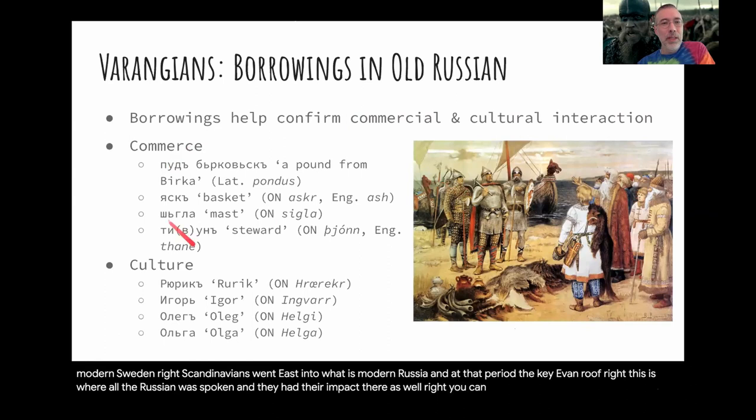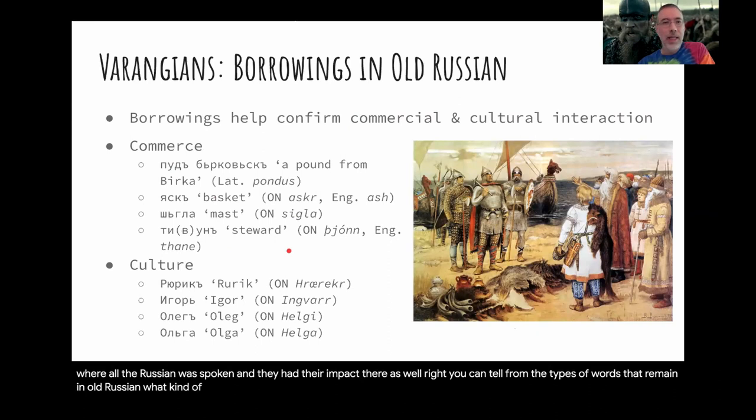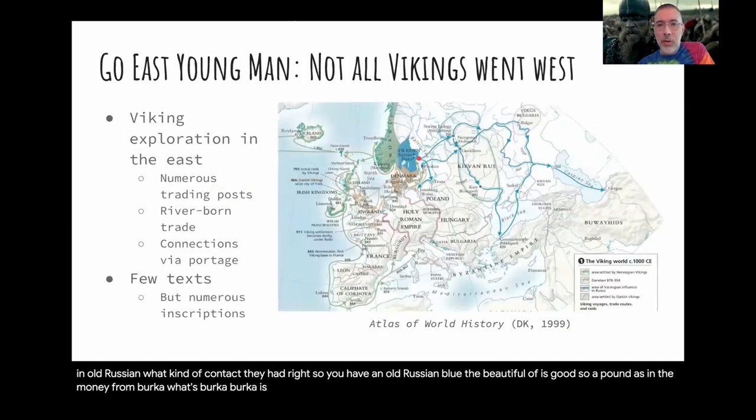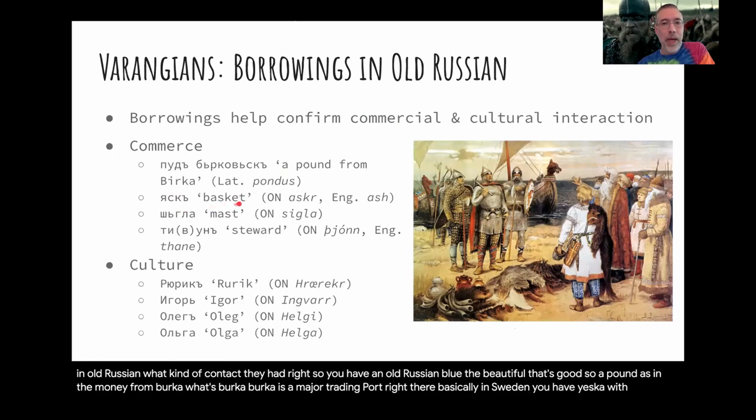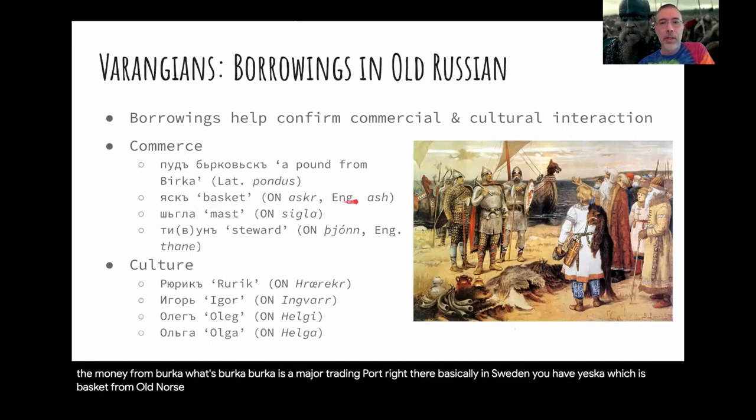You can tell from the types of words that remain in Old Russian what kind of contact they had, right? So you have in Old Russian, pude birkovsk, so a pound, as in the money, from Birka. What's Birka? Birka is a major trading port right there, basically, in Sweden. You have yaska, which is basket, from Old Norse askr and English ash, right, as in the ash tree. So this is a particular serving vessel made out of the wood of this tree.